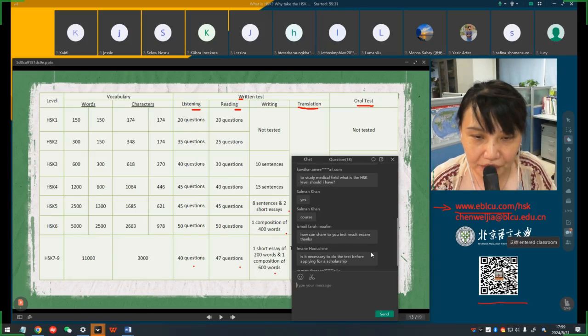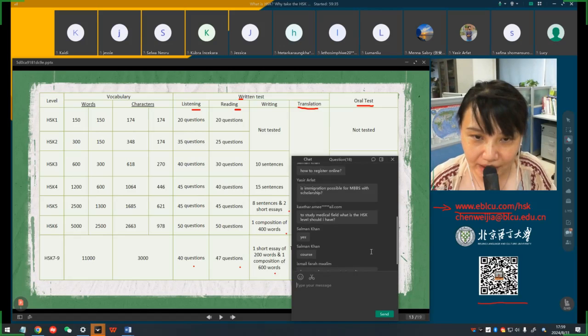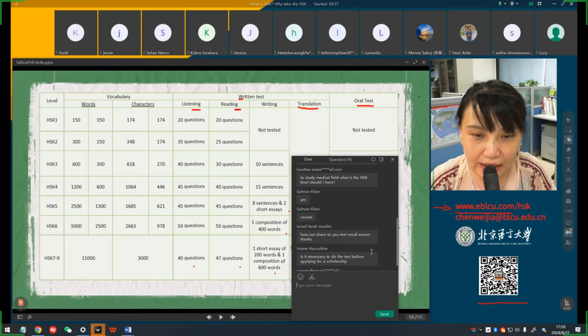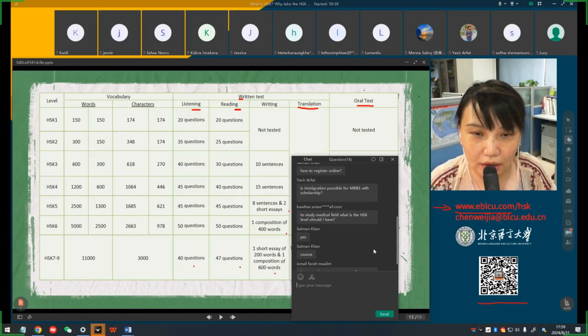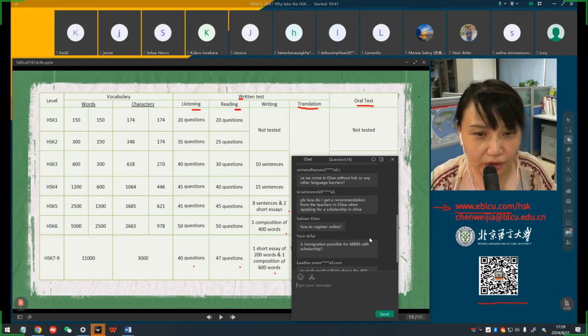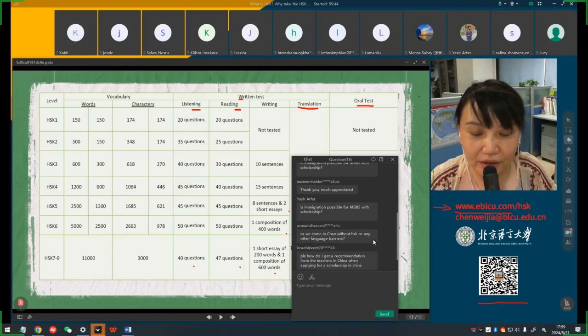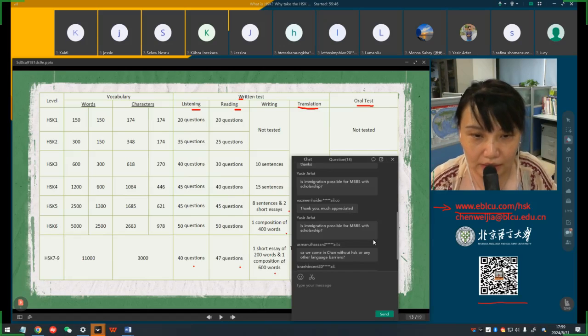I know you have a few questions about scholarships. That really depends on the university that offers the course. So you need to check the details of the course requirements, not ask me.